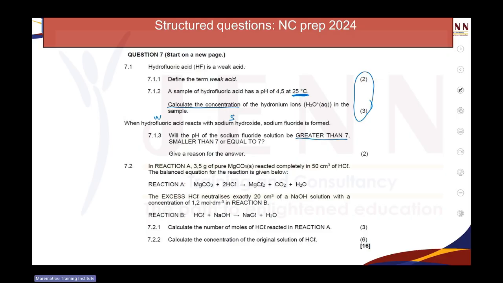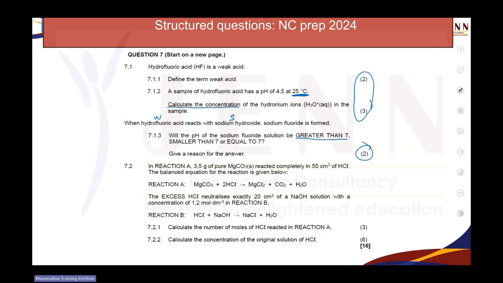Now, and give a reason for your answer. The reason is that one. We are reacting a strong base with a weak acid. Fine. So that means 2 marks also inside the bag. That will give us 7.